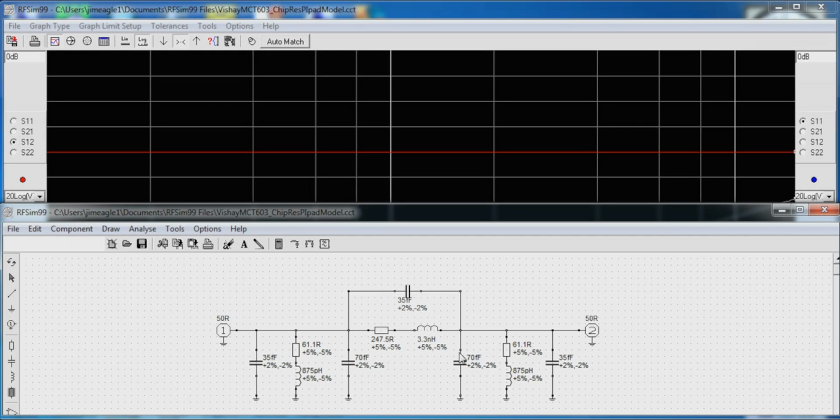This is based on a Vishay MCT0603 chip resistor. And I took this data from a document that they have online about their resistors. So it should be fairly accurate. I don't know. Anyway, that gives you an idea of what the issues are.